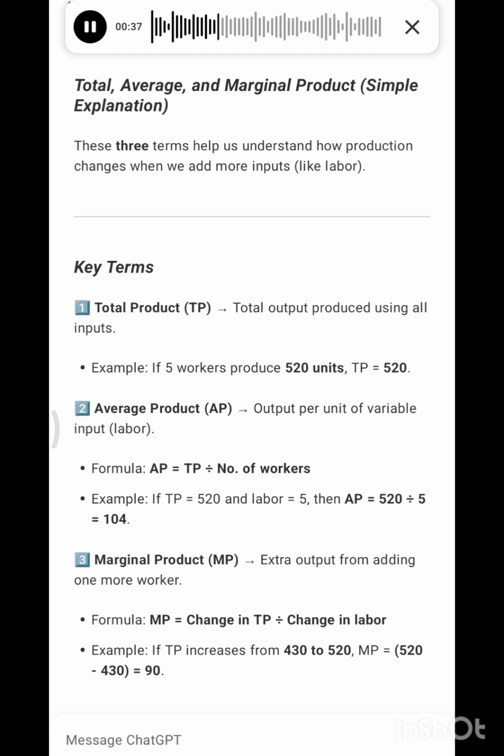3. Marginal product, MP: extra output from adding one more worker. Formula: MP equals change in TP divided by change in labor. Example: if TP increases from 430 to 520, MP equals 520 minus 430 equals 90.